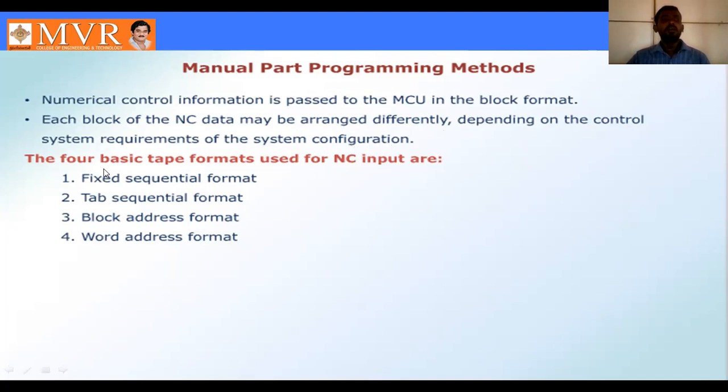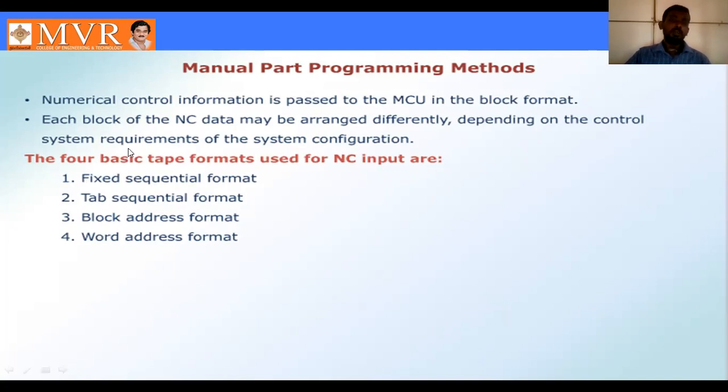The four basic tape formats used for NC inputs are: the first one is fixed sequential format one. Fixed means there is no change one. The next one is tab sequential format one, which we can arrange one. The next one is block address format one, which we can use. The next one is word address format one, which we can also use for NC machines.